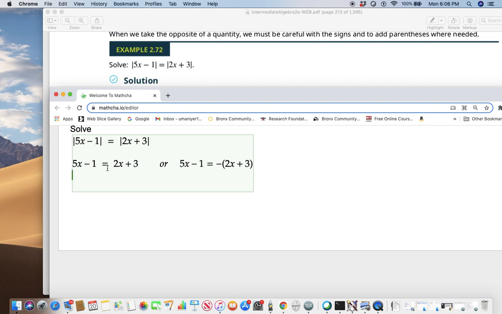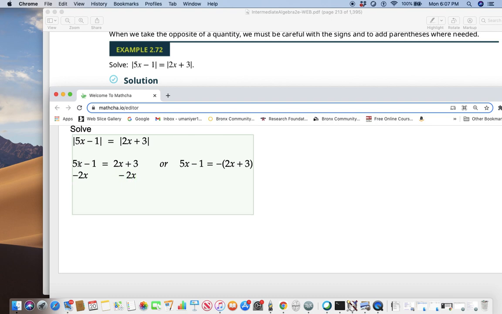What happens here? Ignore the rest, just understand this equation. How do I solve for this? Get rid of 2x. I have an x here and an x here, so subtract 2x from both sides. I subtract from the right, I subtract from the left. So 5x minus 2x is 3x. That negative 1 is still over here, equals 2x minus 2x cancel. I have 3 over there.